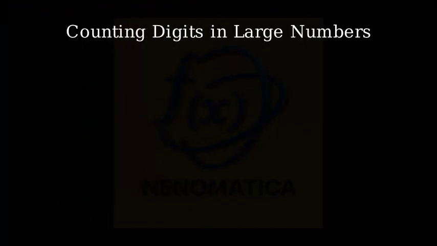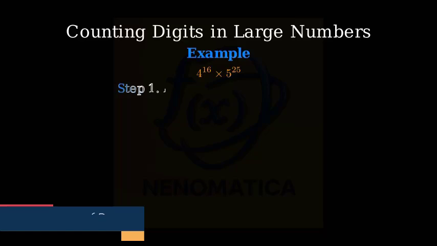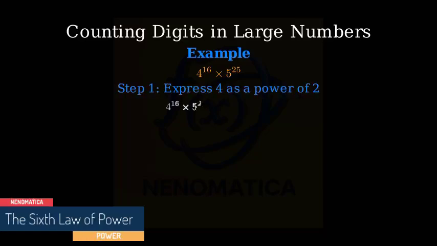Today, we'll solve a problem about counting the number of digits in a large number. Let's look at our example. Let's start solving the problem. First, we'll rewrite 4 as 2 squared. This gives us 2 squared to the power of 16 multiplied by 5 to the power of 25.